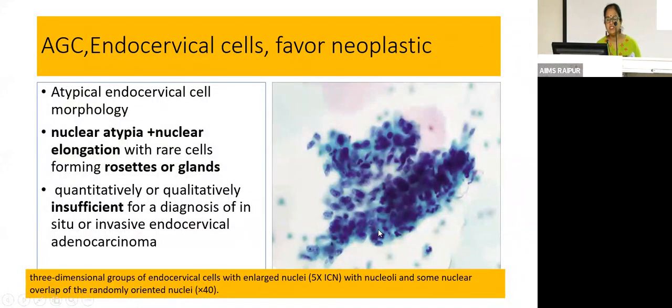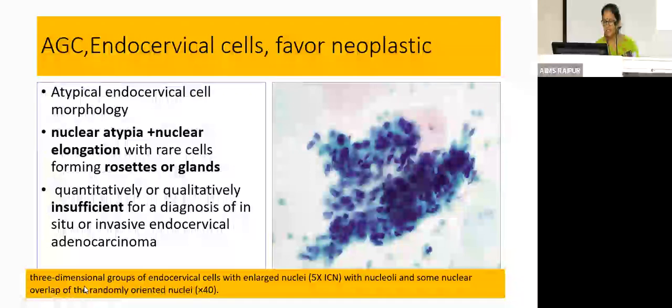What is the cytomorphology in this? As you can see in this picture, you have atypical endocervical cells, which have nuclear atypia, nuclear elongation, plus or minus glands or rosette formation, but the atypia is quantitatively or qualitatively too little to make a diagnosis of adenocarcinoma in situ or invasive endocervical adenocarcinoma. That is, if you had more of these clusters, you would make a diagnosis of AIS or adenocarcinoma. If you have fewer of these clusters, then you put it into the category of AGC, endocervical, favor neoplastic.